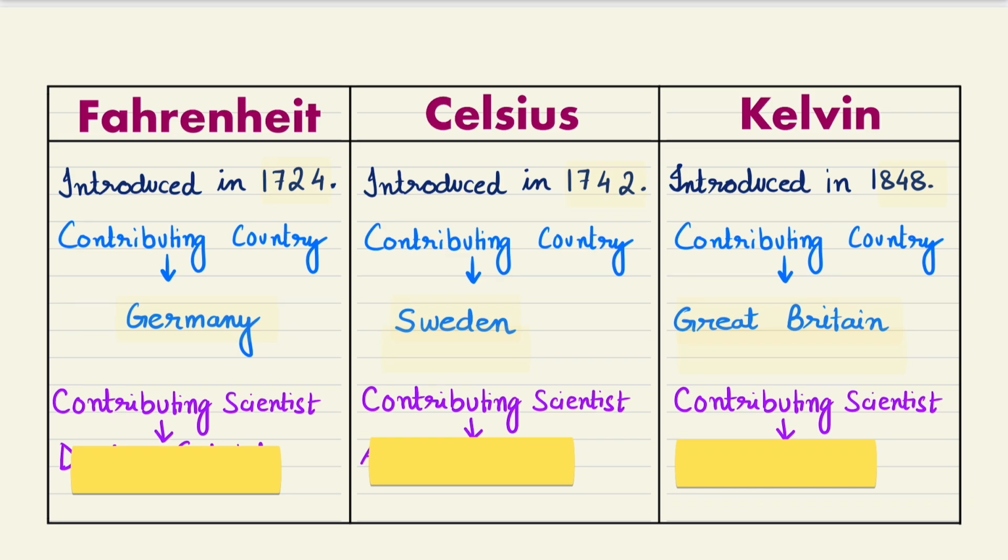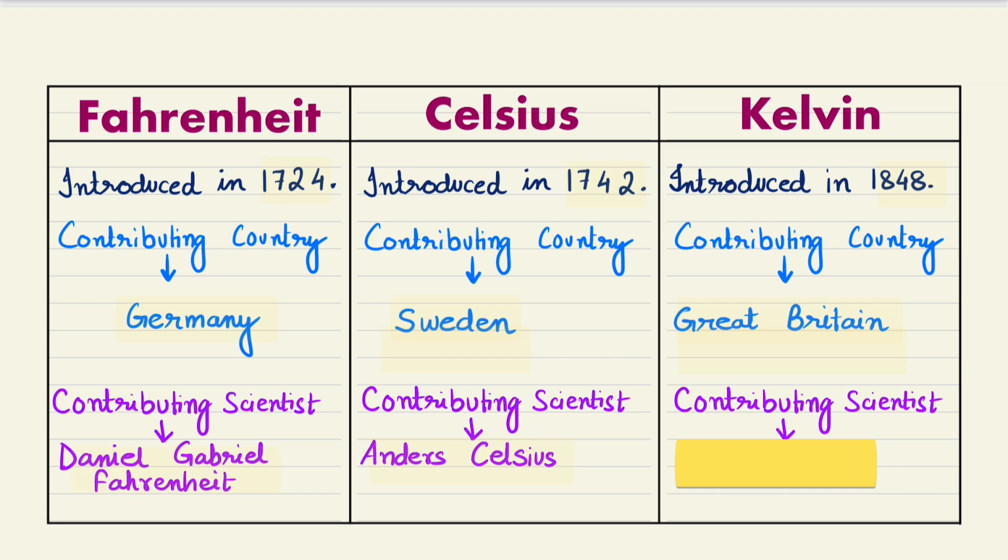Moving forward to the name of the scientists who developed these scales. Number 1 is Daniel Gabriel Fahrenheit. At number 2 we have Anders Celsius. Number 3 is Lord Kelvin.